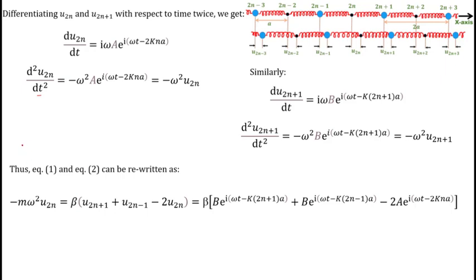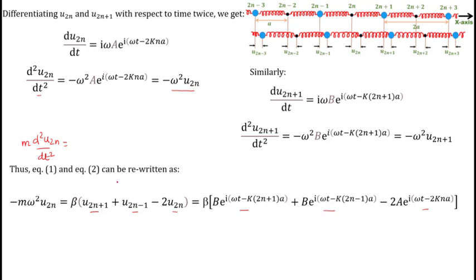If you remember, the term here for equation 1 was m d square u2n by dt square. So in place of this, we write this expression. So we are getting here this minus m omega square u2n. And now we write an expression for u2n plus 1, which is this. u2n minus 1 is this, and u2n is this.